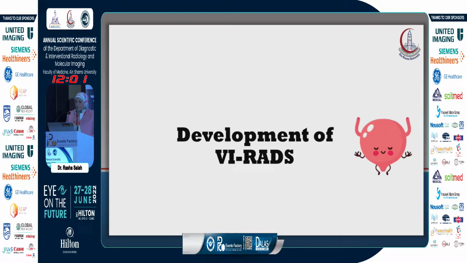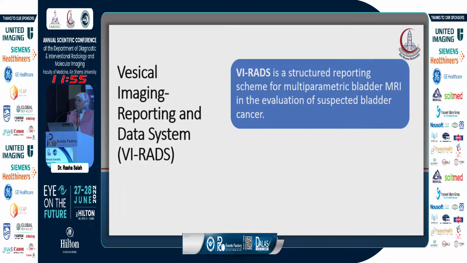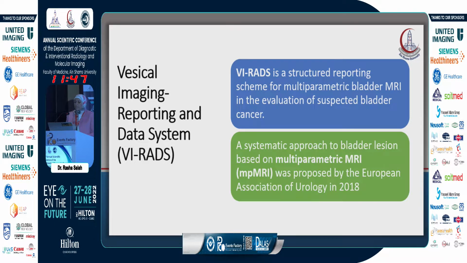How the VI-RADS developed? What is the VI-RADS? It is a vesical imaging reporting and data system. It is a method for structured reporting to allow the multiparametric MRI in evaluation of suspected bladder cancer. It is a systemic approach by using diffusion and T2 as well as the DCE for characterization of urinary bladder mass to discriminate between muscle invasion and non-muscle invasive disease. And we use this VI-RADS not for discrimination between benign and malignant lesion. It is a method of staging rather than characterization of the masses.